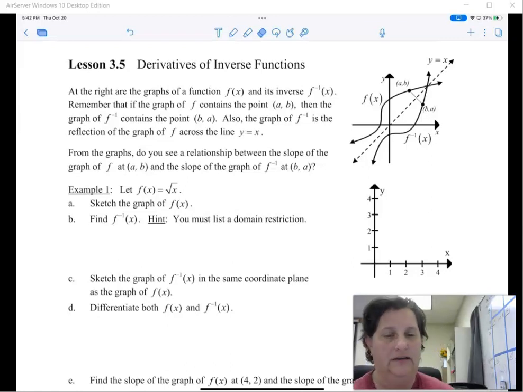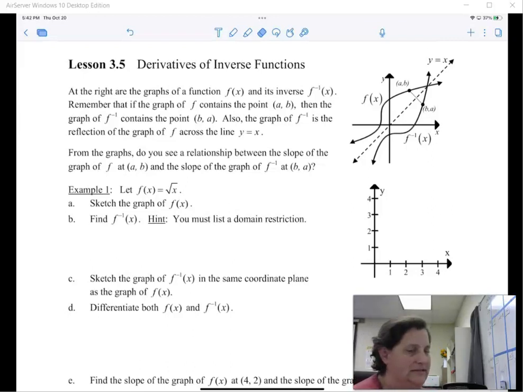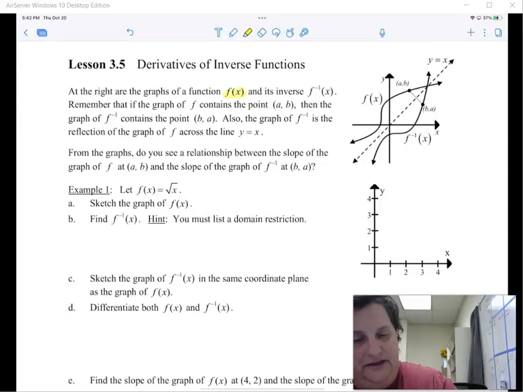So we're going to talk today about derivatives of inverse functions, but first I need to remind you what an inverse is. So right now, we're not going to talk about calculus at all. We're just going to talk about inverses for a minute, okay? So over here we have the graph of a function, f, and its inverse. That little -1 means inverse, you guys. It's not an exponent. It does not mean to the -1 power. It's an inverse, okay?